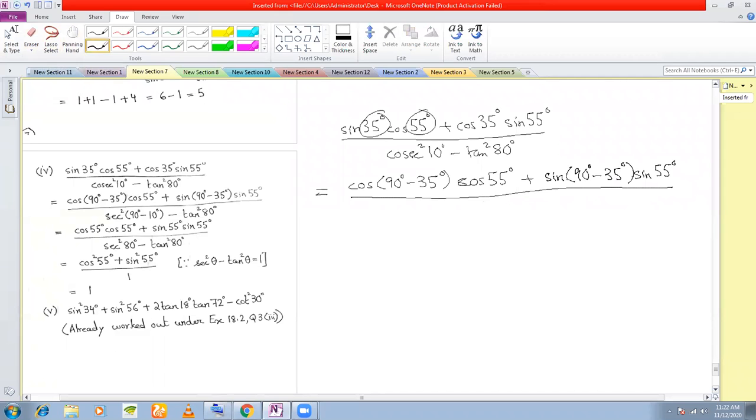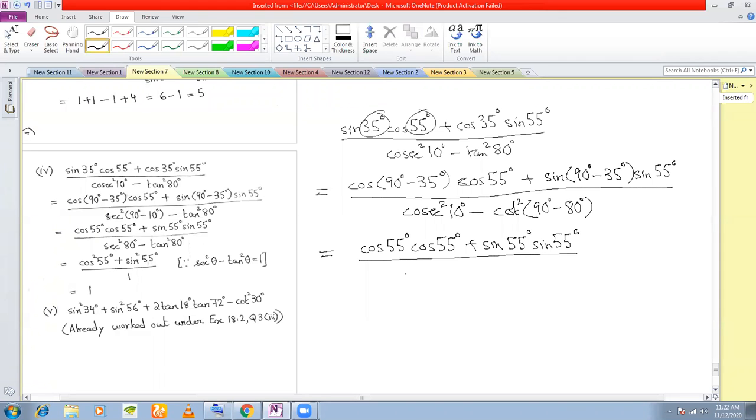divided by, and you also know that tan can be changed to cot, cosec can be changed to sec. Okay, so what you do here is we can change tan to cot. So you can change this tan to cot square (90 degree minus 80 degree). So what happens? You get cos 55 degree into cos 55 degree plus sine 55 degree into sine 55 degree divided by cosec square 10 degree minus cot square 10 degree.